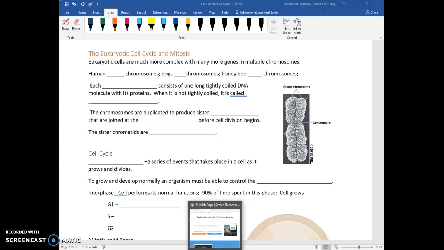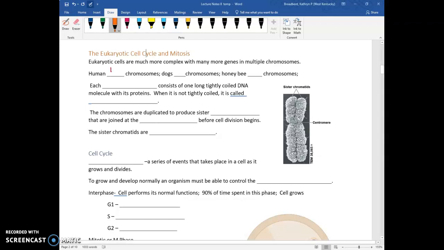So humans have 46 chromosomes. Dogs have 78. The humble honeybee has 32 chromosomes. So these organisms have got to assort these chromosomes so that each of the daughter cells gets an equal number and gets the right ones. So what is a chromosome?